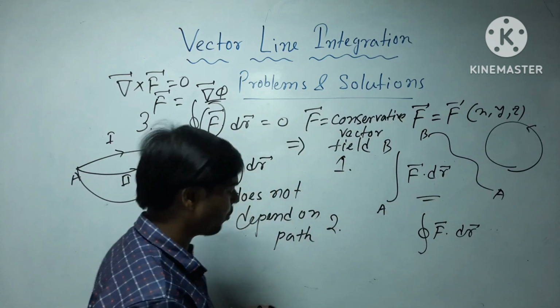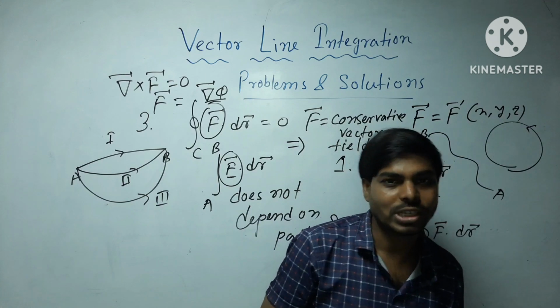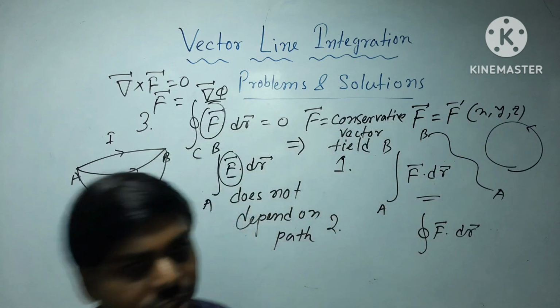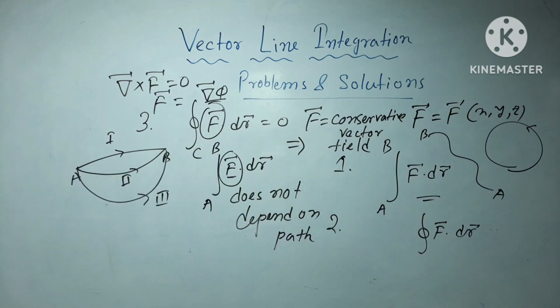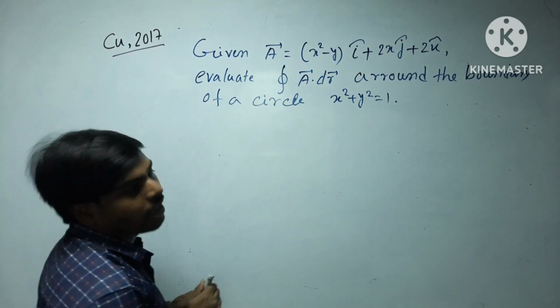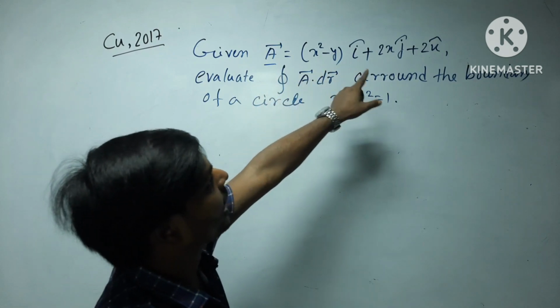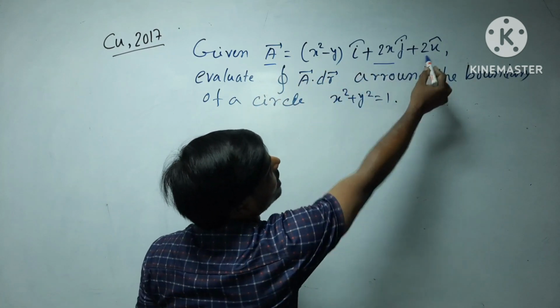So without taking more time, let's take the first problem. The problem was asked in Calcutta University in 2017. Let's see the problem first. Okay, the problem is clearly written here. Look carefully: a vector field A is given, x square minus y i cap plus 2x j cap plus 2 k cap.